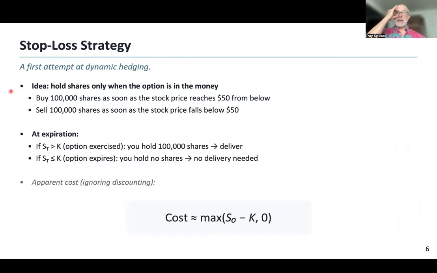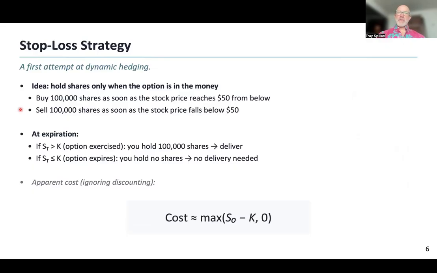And essentially, the essential idea here is that we hold shares only when the option is in the money. Conversely, when it's out of the money, we don't hold any of the shares. So when the share price reaches $50, say it moves from 49 and starts going above $50, we buy 100,000 shares in the underlying. Then we're hedged because the option is in the money at that point in time, so we could deliver the shares against the call option.